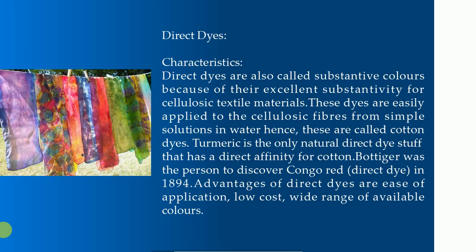Direct dyes. Characteristics. Direct dyes are also called substantive colors because of their excellent substantivity for cellulosic textile materials. These dyes are easily applied to the cellulosic fibers from simple solutions in water, hence they are called cotton dyes. Turmeric is the only natural direct dyestuff that has a direct affinity for cotton. Pottinger was the person to discover Congo red direct dye in 1894. Advantages of direct dyes are ease of application, low cost, and a wide range of available colors.